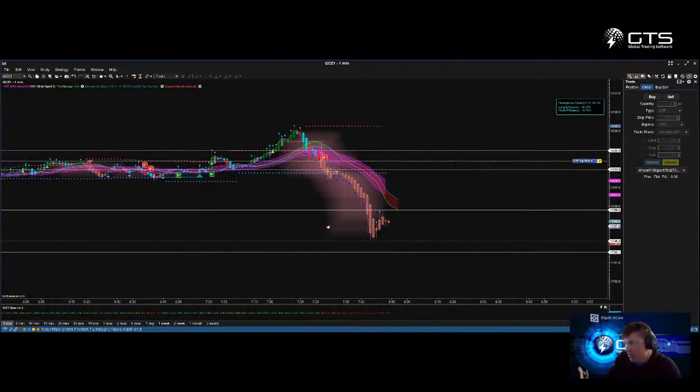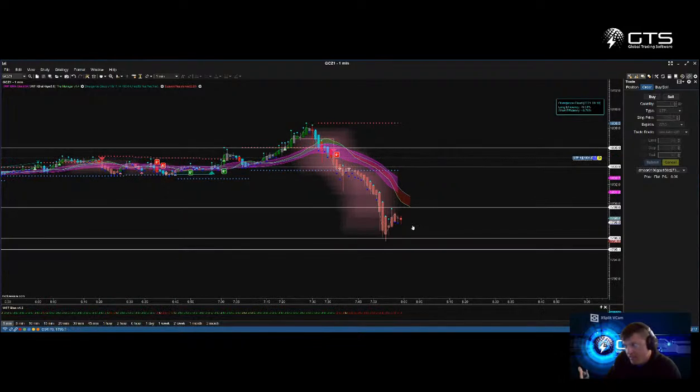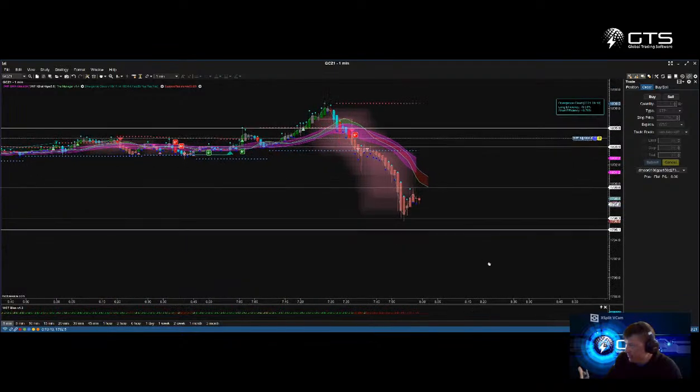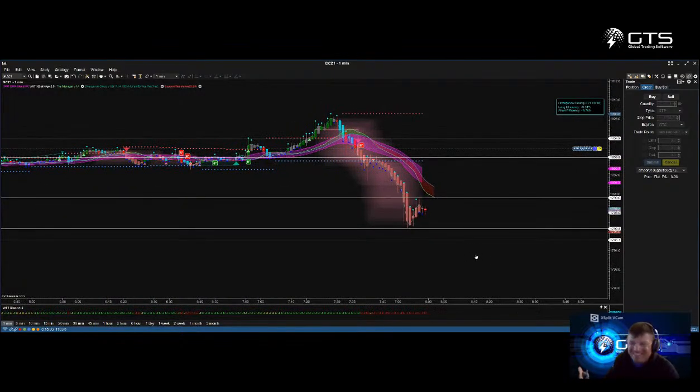I don't know. This gold may be a good runner on the downside today. We'll see. But this is encouraging, because this means that there's going to be some movement in the markets today, and I'm super excited about that.